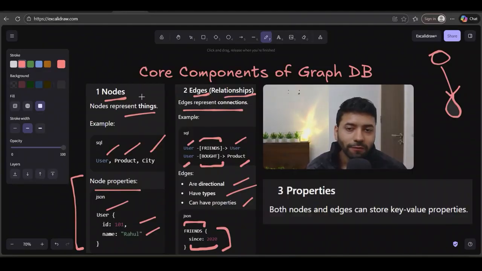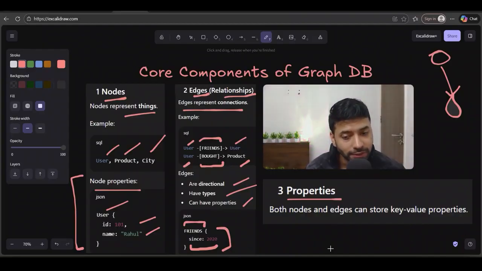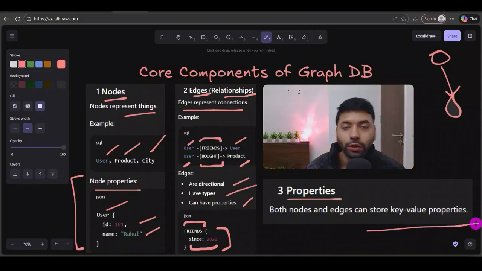Okay, all right. So apart from nodes and edges, the third thing is properties, and we have already discussed that both nodes and edges can have properties. Okay, so they can store key value properties like this. You can see ID 101, this is the key, this is the value, name is the key, Rahul is the value, since is the key, 2020 is the value. So both nodes and edges can store key value properties.